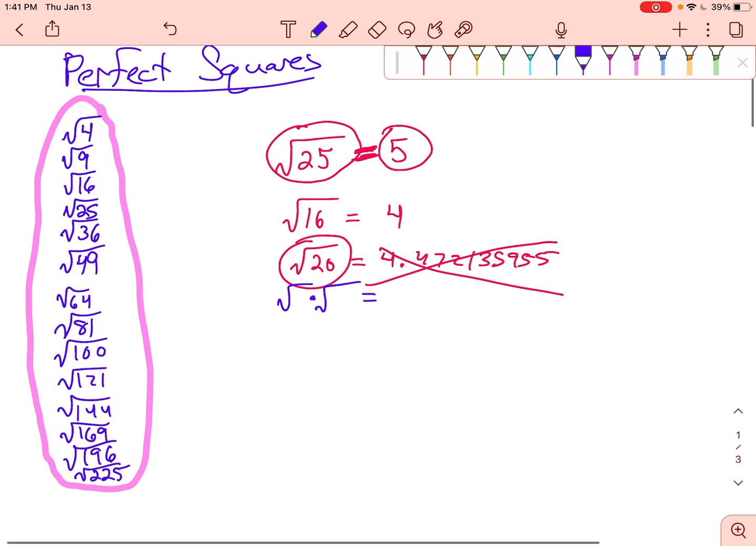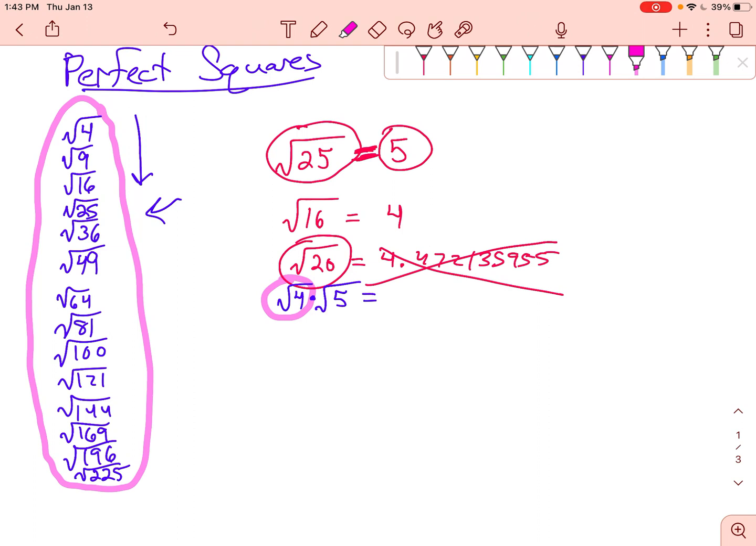So 2 numbers that multiply to make 20 are 2 and 10. But if you look back at your list, 2 and 10 are not perfect squares. So we're not going to choose those. What 2 numbers multiply to make 20 and are also on your list of perfect squares? Well, 4 times 5 is 20, and 4 is on my list. 4 is a perfect square. I call them perfect children, and perfect children get to come out of the house.